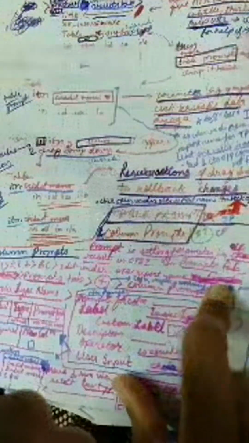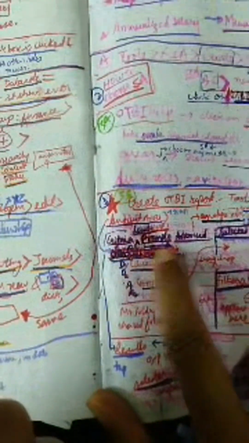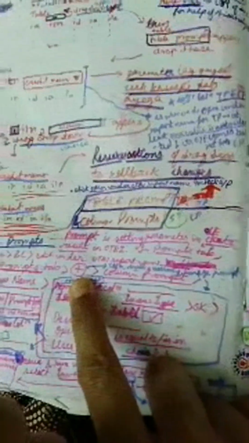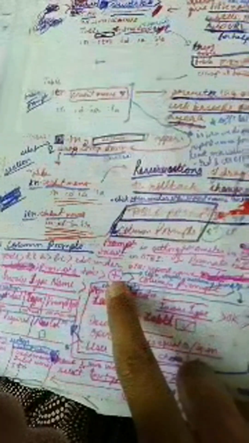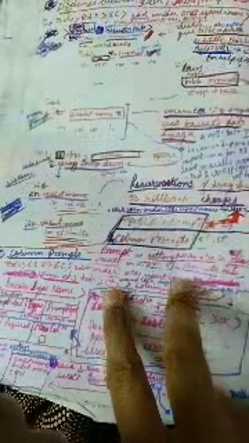So in the prompt tab, we have 4 tabs here: criteria, result, prompt and advanced. So we go to the prompt tab for column prompt. In the prompt tab we click on plus. Where is it? Oh, yeah, in the prompt tab. Just a second.